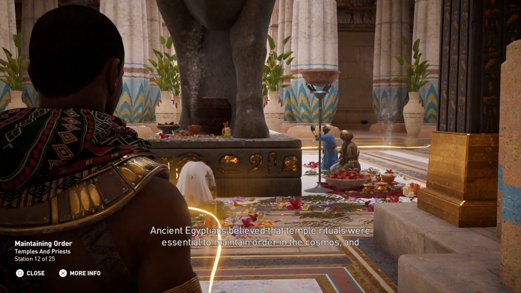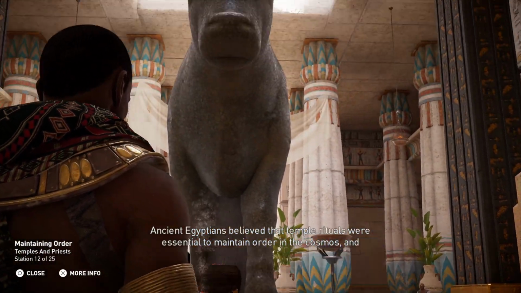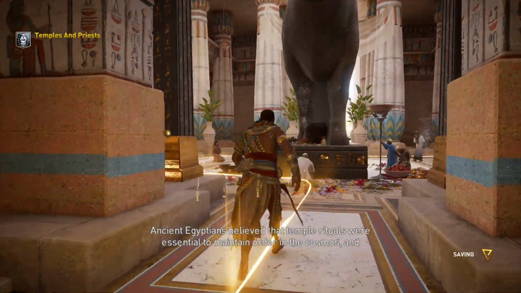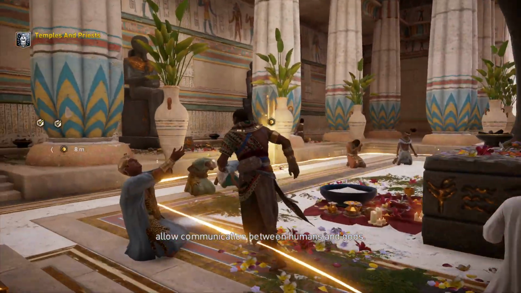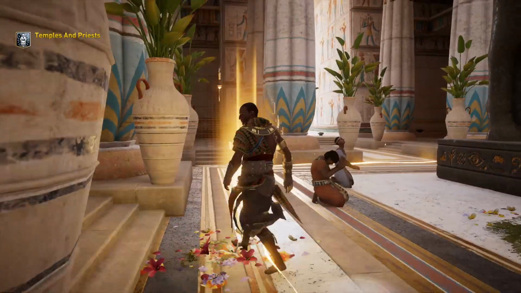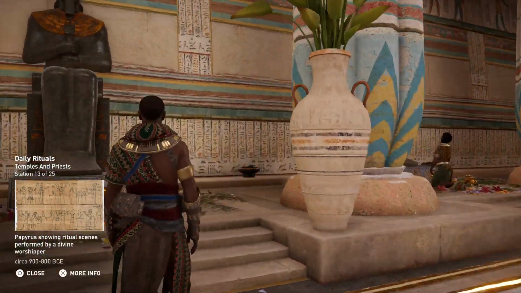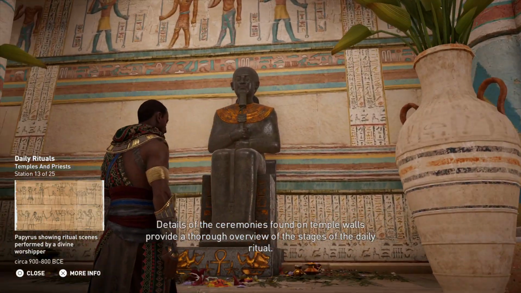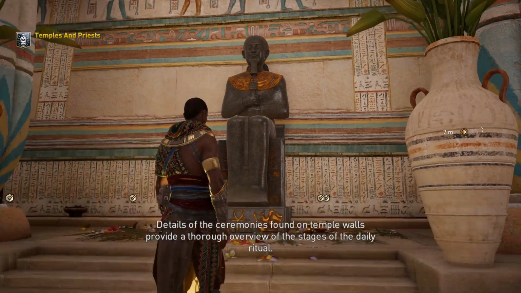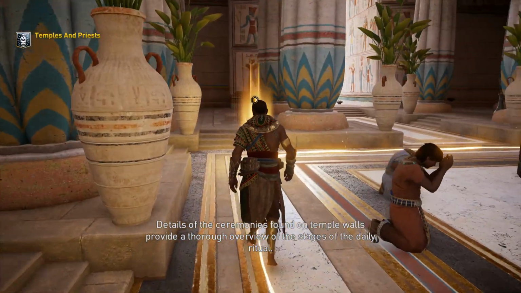Ancient Egyptians believed that temple rituals were essential to maintain order in the cosmos and allow communication between humans and gods. Details of the ceremonies found on temple walls provide a thorough overview of the stages of the daily ritual.